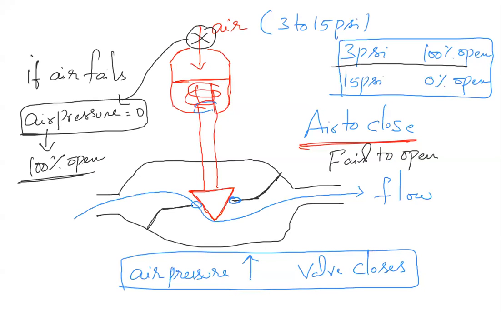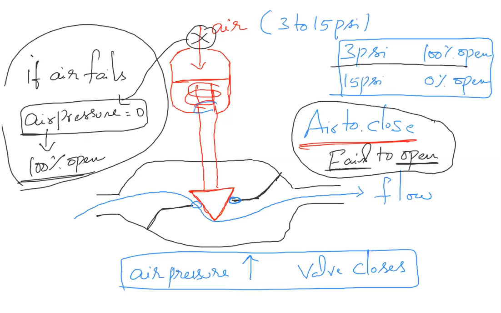So this valve is also called failed to open, meaning if air fails, the valve goes to the open position. Air to close or fail to open. That is why this valve is also called a fail open valve. Fail to open type. Now, what does the air to open diagram look like?